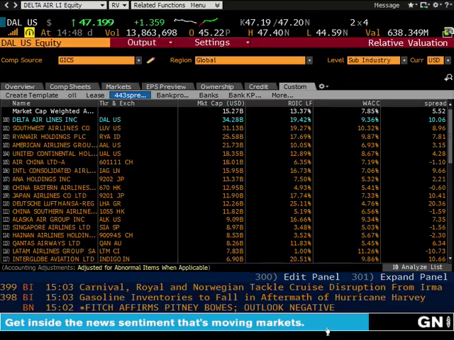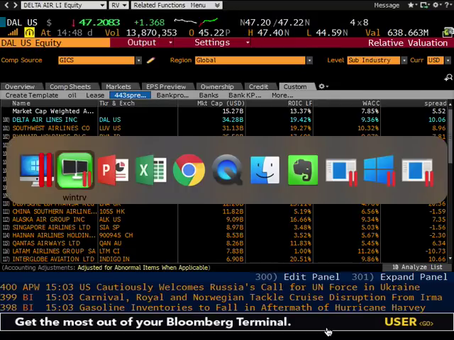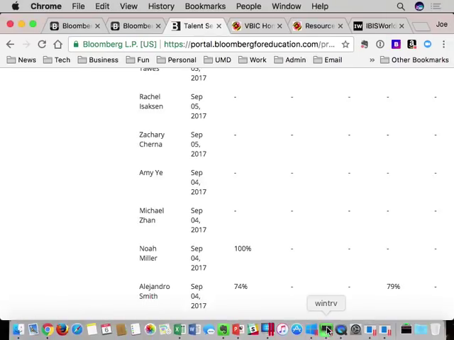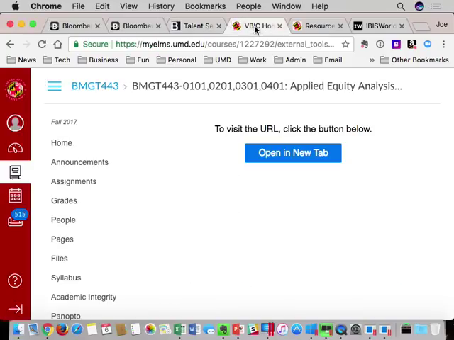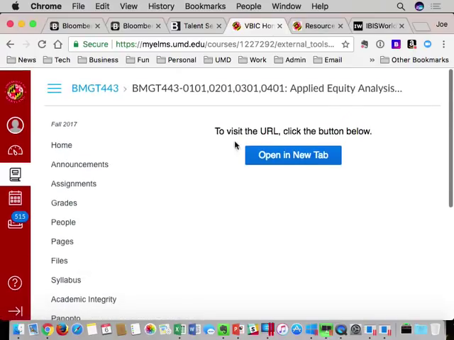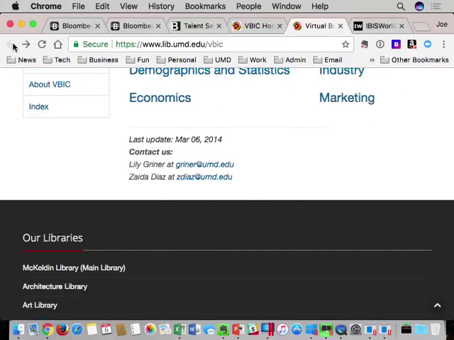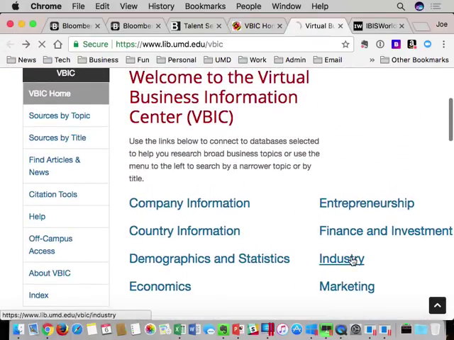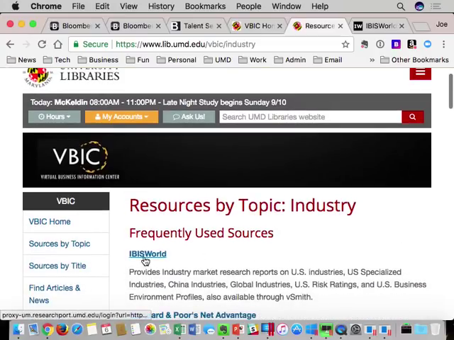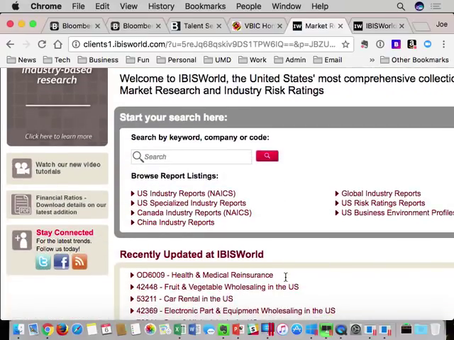So I'm going to guess that at this point in your early undergraduate careers, you probably don't know a lot about these companies. So 2 sources of data to help you with the assignment. One, if you go to ELMS and scroll down, there's something called VBIC. And if you click on VBIC, there's the Online Resources of Maryland. And one of the Online Resources of Maryland, under VBIC, is industry. We have a data service called IBIS World. IBIS World is a data service that writes industry research reports.